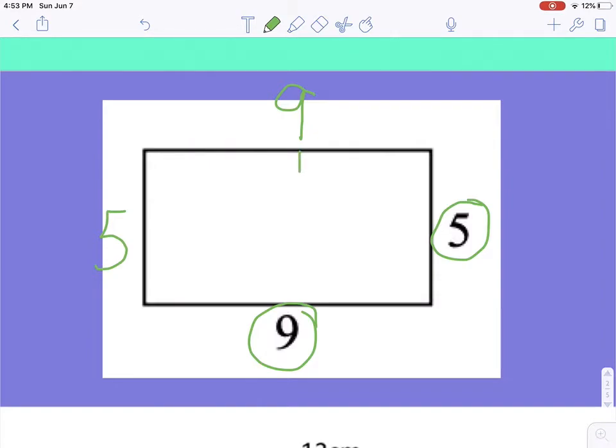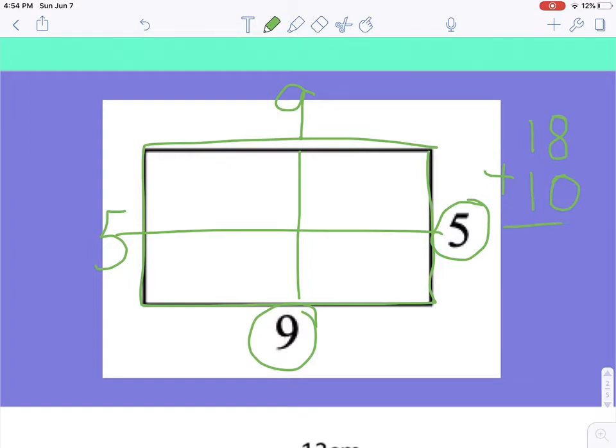If I have 9 and 9, that's 18. And if I have 5 and 5, that is 10. So if I add those together, if I add the perimeter all together, I get 28. I'm not really sure what unit I have here, so I could just say 28 units. Okay, so this is kind of simple.